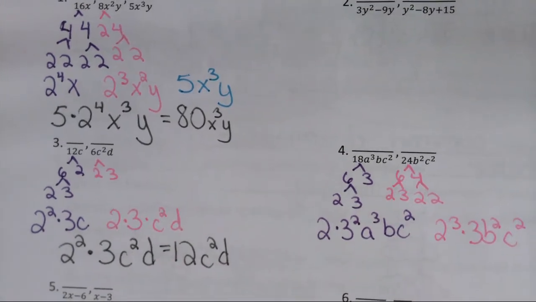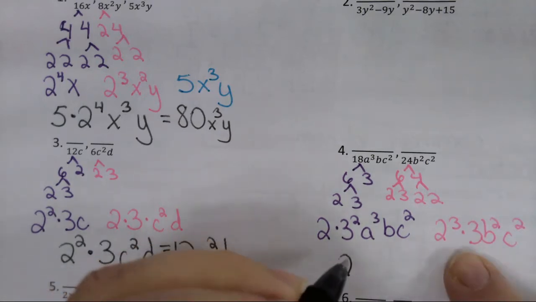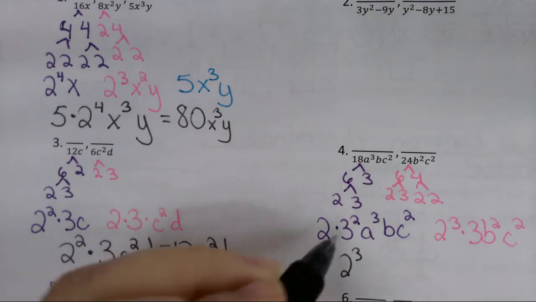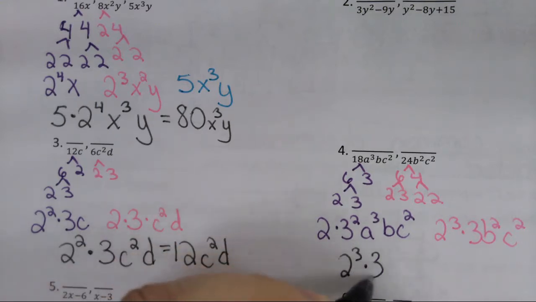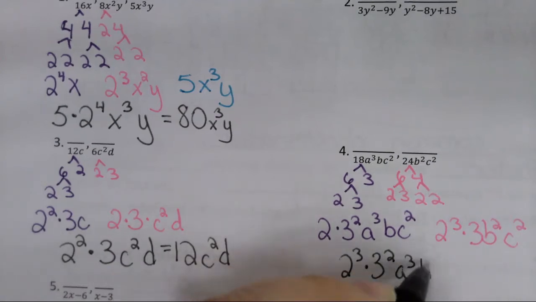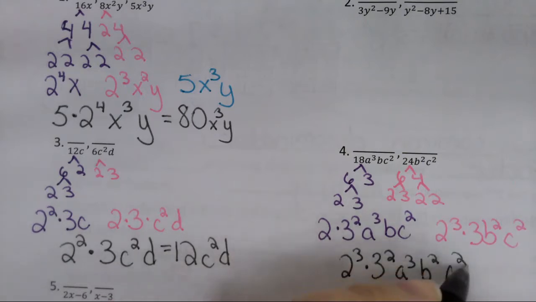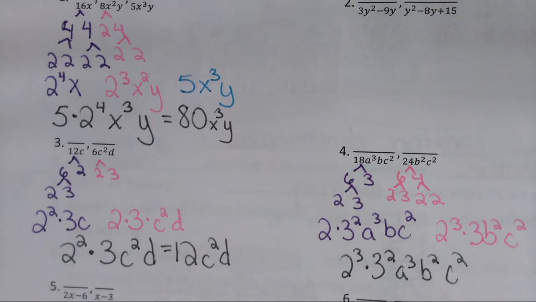So when I go to include my common denominator, the most amount of 2's is 3 of them, and that happens in the second one. Most amount of 3's is 2 of them, happening in the first one. Most amount of a's, 3 of them. Most amount of b's, 2 of them. And most amount of c's, there's a tie for 2 of them. So 2 to the third times 3 to the second gives us 72.